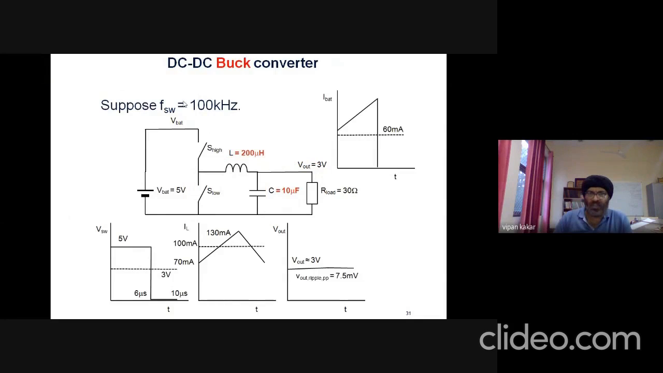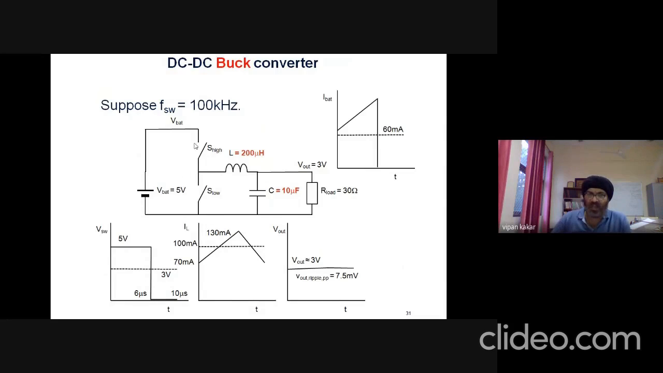So we have assumed a switching frequency of 100 kilohertz. So these switches turn on and off at a 100 kilohertz frequency. Again repeating, when this switch turns on, we have 5 volts at this node. When this switch turns off, we have 0 volts. So these two switches are complementary to each other. If one gets on, this has to go off. Very, very important. Otherwise, there will be a short circuit.